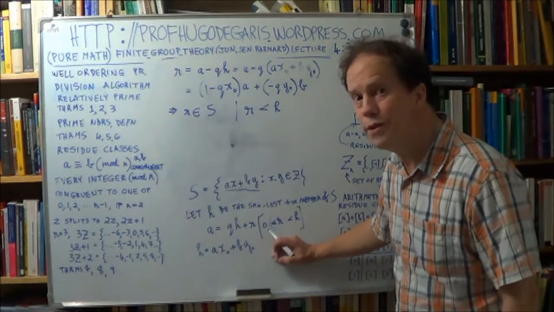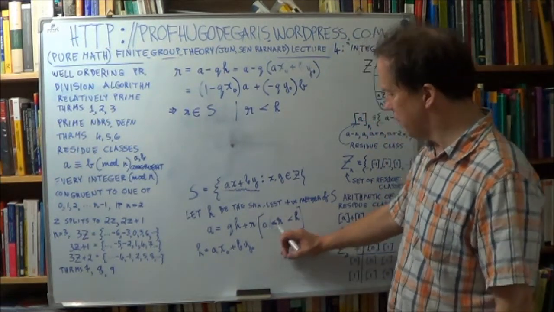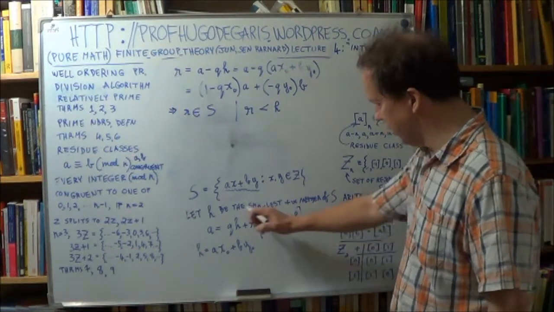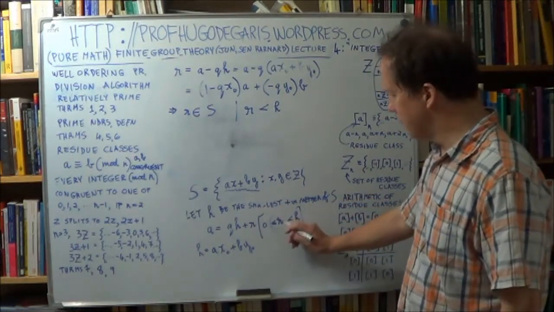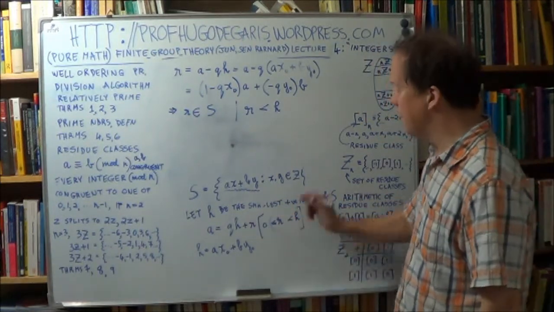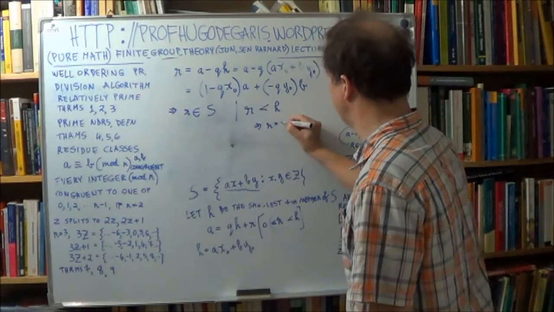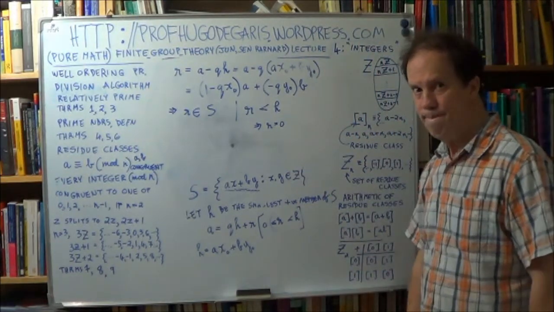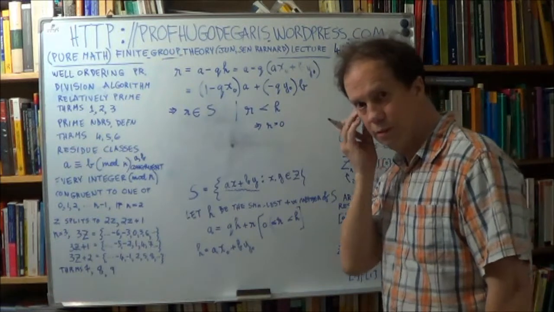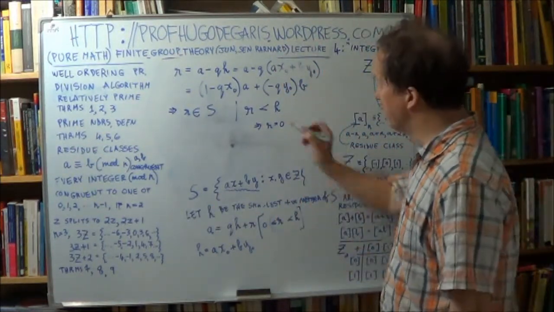Now 0 is not positive, right? So if R is 0, it's not positive, so this does not conflict with that. So the only way to make that and that compatible is to say that R is 0. Hope you followed all that reasoning. Not trivial. Okay, so R is 0.